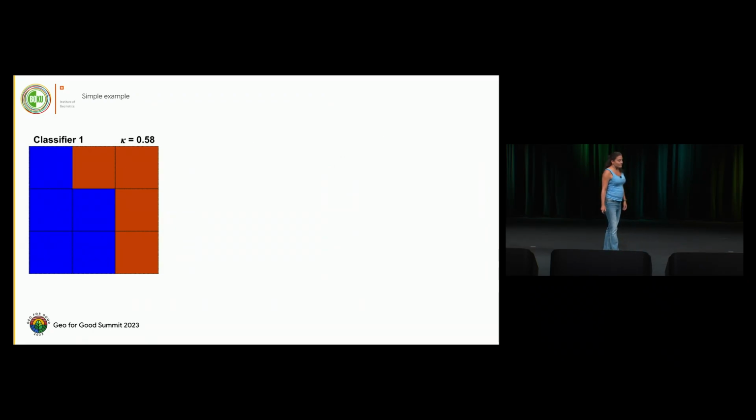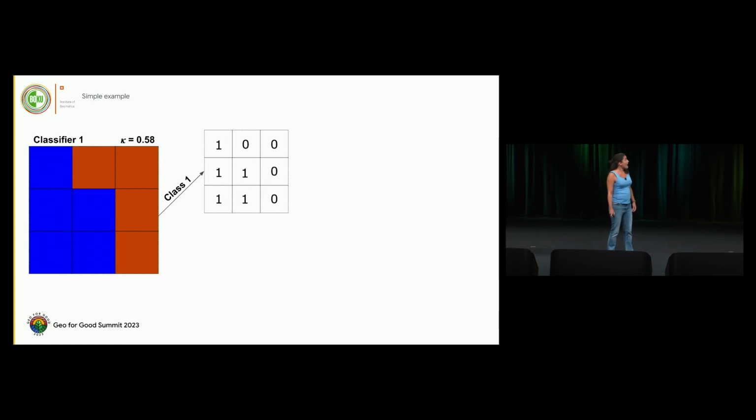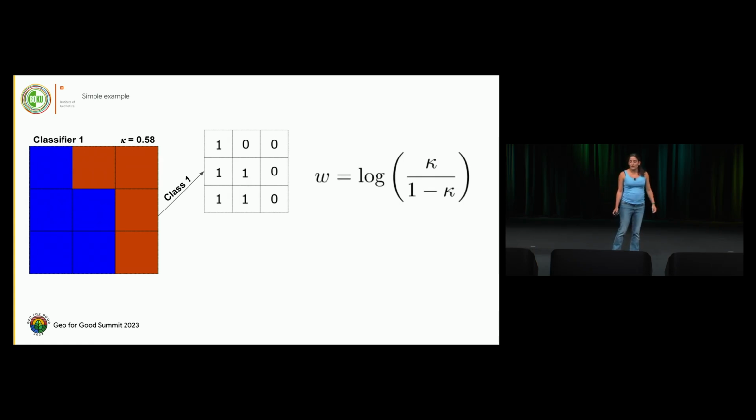So we have one classifier that contains 2 classes, blue and red, and we are going to take class number 1 and create a binary matrix using values equal to 1 in the pixels that have class 1, otherwise 0. Now we need to know our weight. We need to know how much we are going to weight our models. So we use an equation to obtain the weights based on the kappa index. In this case, as we have 0.58 kappa accuracy, our weight is 0.32. We only apply the equation.